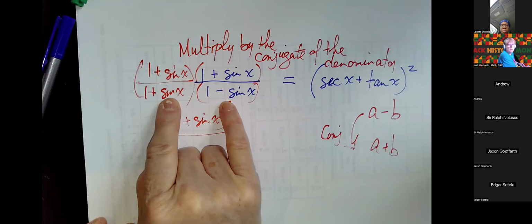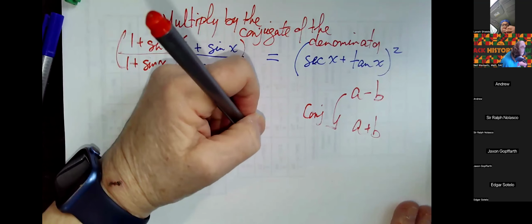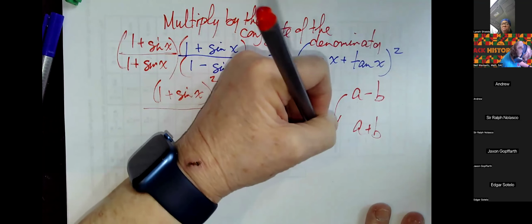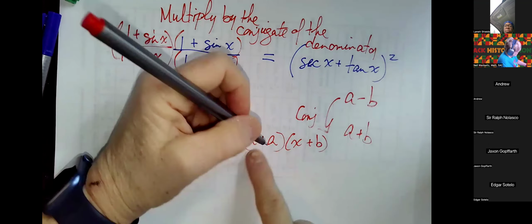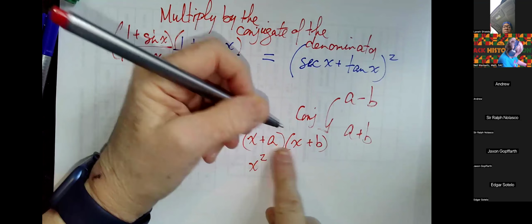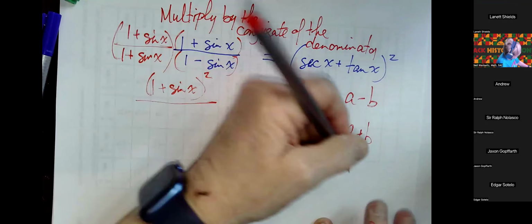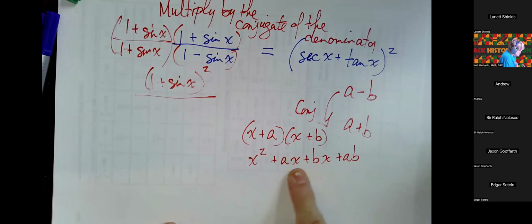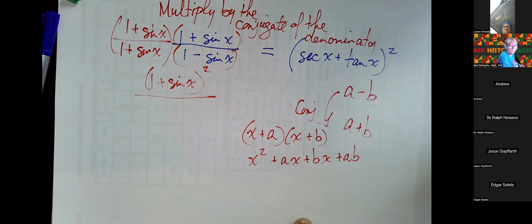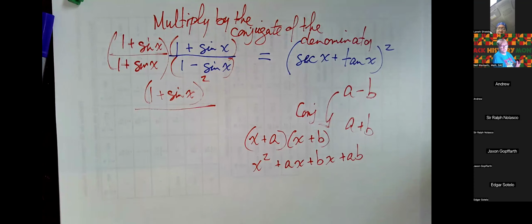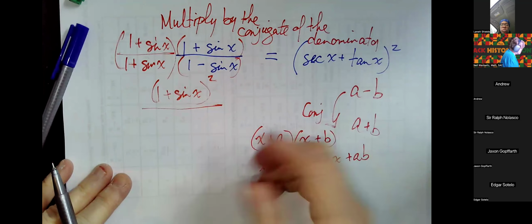Could you say that one more time? Yeah, so normally when you multiply x plus a times x plus b, you'll get x squared, ax, bx, ab. So we get an x term in the middle. But do we get a sine term in the middle, or do we only have sine squares? Yes, very good. And that's because it's a conjugate.